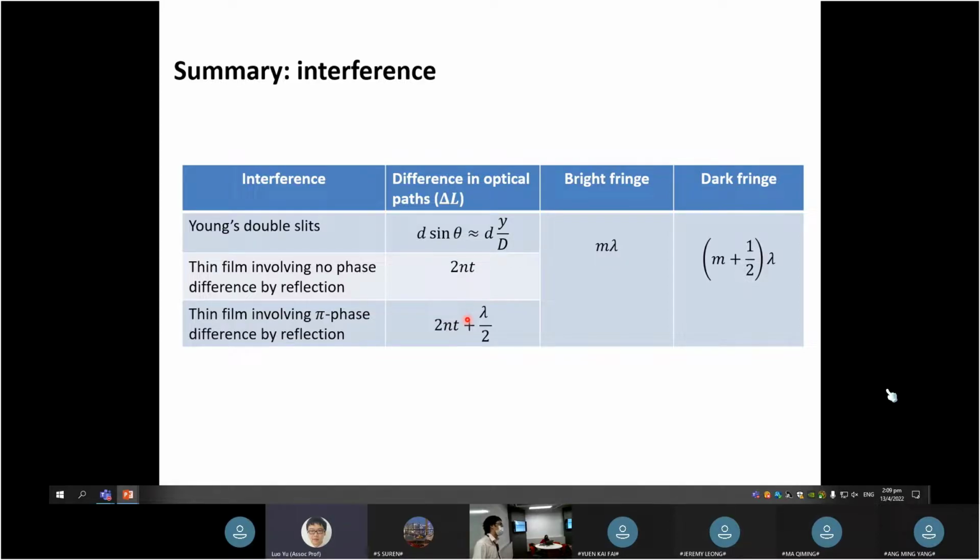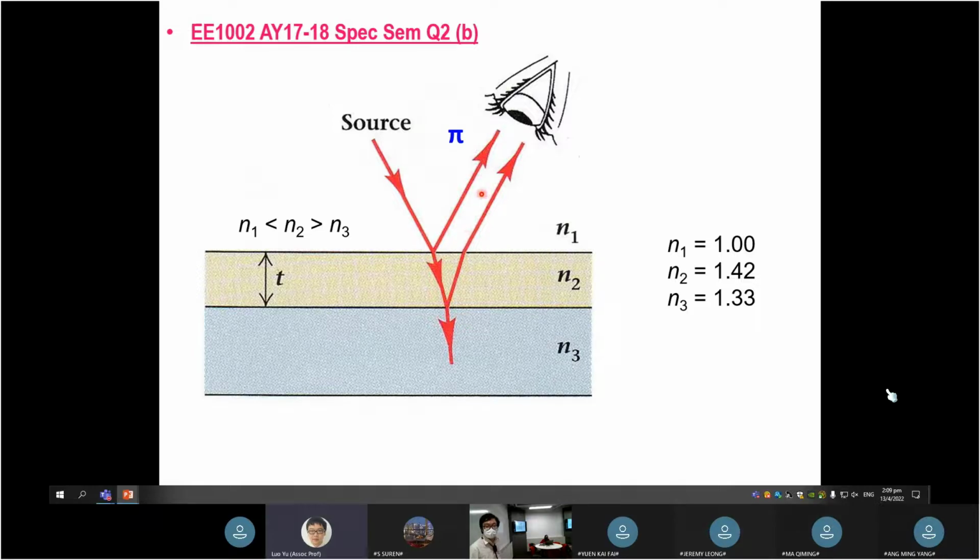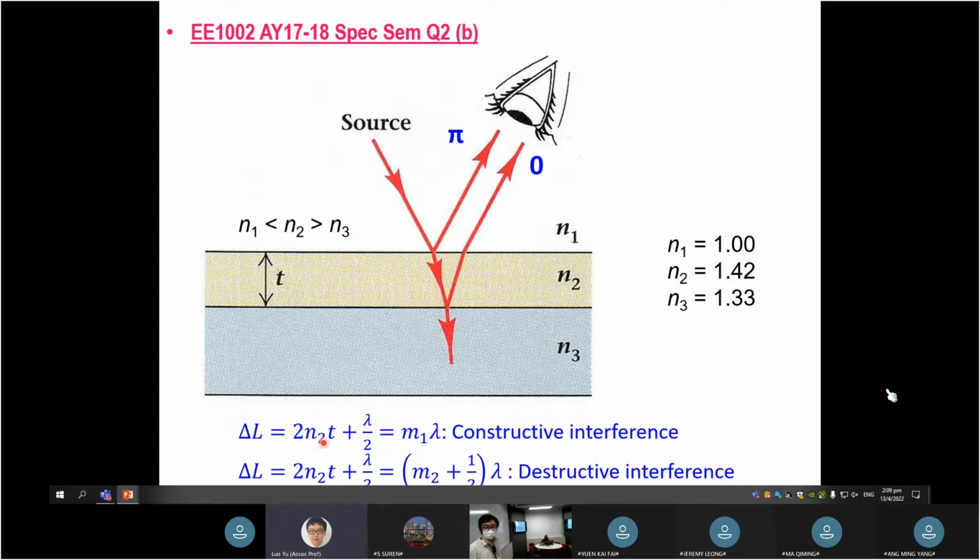That should be 2nt plus lambda over 2 because one ray will have a pi phase shift and one ray will not. The way to judge whether we have this pi shift is to see whether the reflection happens in the low index or high index material. At the first interface, reflection happens in the low index material, so we have a pi phase shift. For the n2 and n3 boundary, the reflection happens in the high index material n2, so it does not have any phase shift. Transmission does not cause any phase difference. So my formula should be 2nt plus lambda over 2.